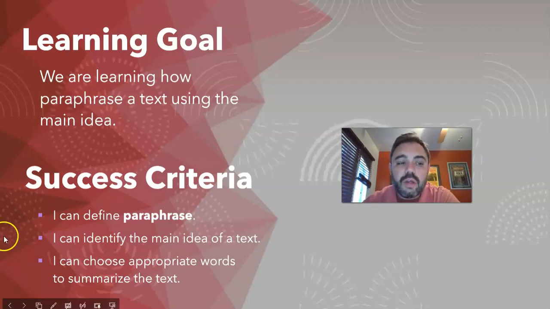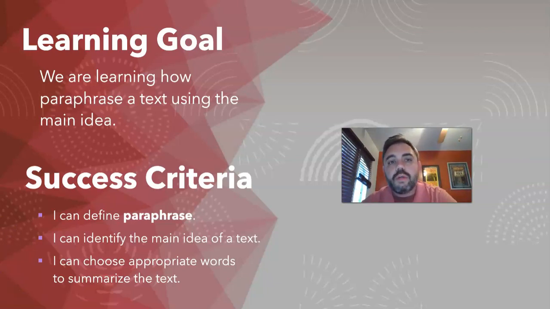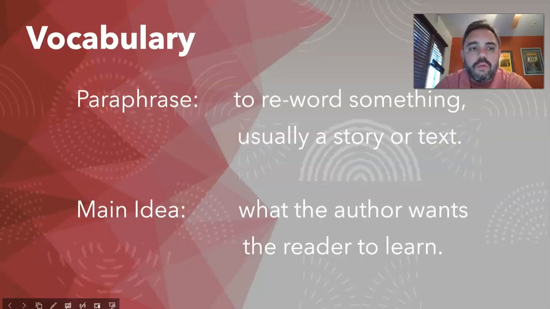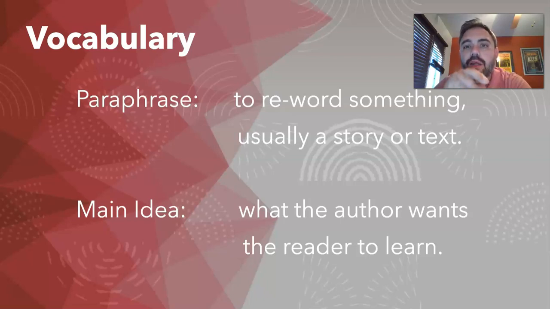All right, so let's move on to some of that important vocabulary, just to make sure that we're on the right track today. The first word, paraphrase. Paraphrase means to reword something, usually a story or text. This is kind of what we mean by saying use your own words or in your own words. Okay, that's paraphrase. Again, just as review, we want to talk about our main idea, what the author wants the reader to learn. Remember, it's not the topic. It's what the author wants the reader to learn.